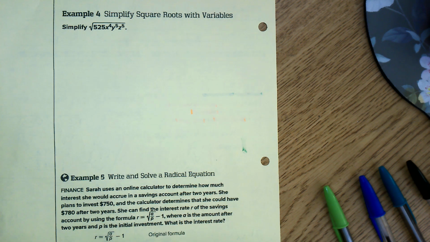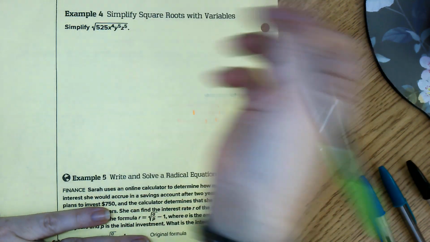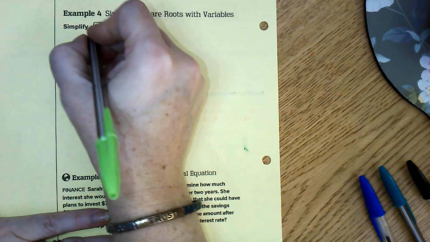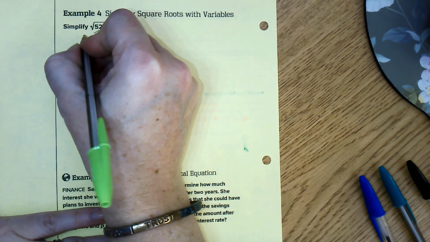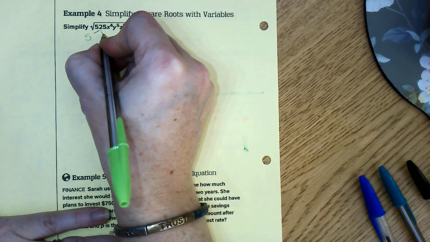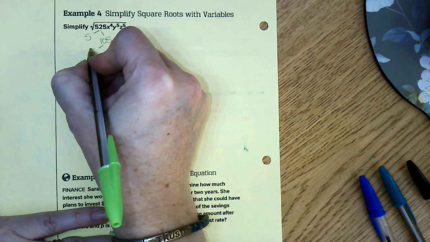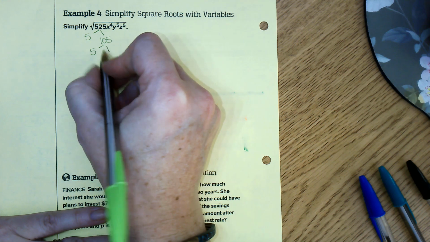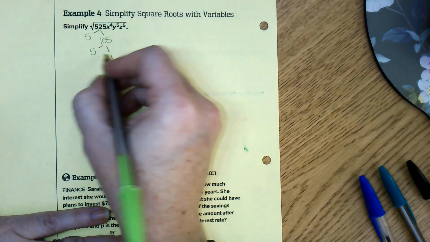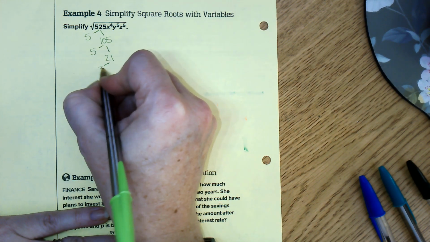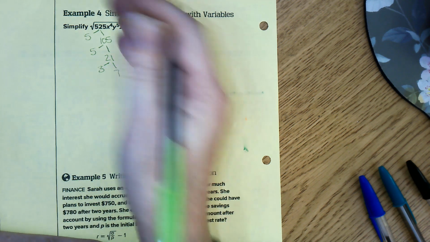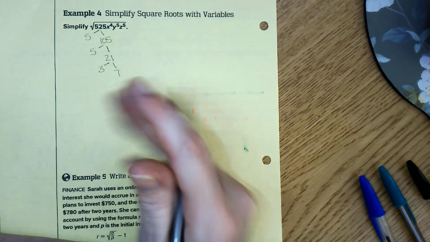Okay, so we're doing the square root of 525 x to the 4th, y to the 5th, z to the 5th. All right, so we're going to deal with our number first. We are going to our prime factorization tree because 525 is not a prime number. So the obvious prime number I can take out of this is 5. And 5 times 105. Still obvious, I can take out 5, okay, and that would be times 21. Now the lowest prime I can take out is 3, and then 7. All right, have my prime factorization tree.